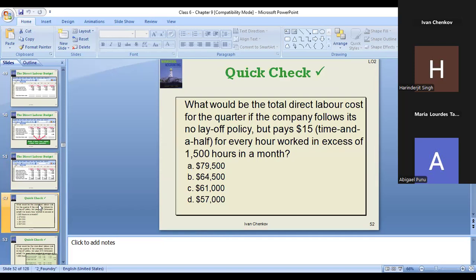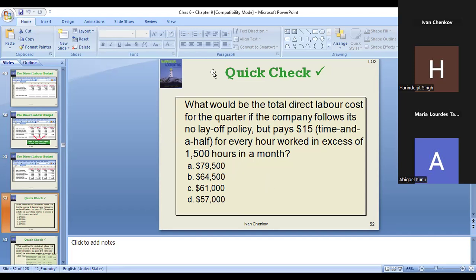Now the question is, what will be the total direct labor cost for the quarter if the company follows the no layoff policy? They still follow that policy, right? They're still paying the minimum 1,500 hours. But for the month that they exceed 1,500 hours, they're paying them an extra $5 for every hour over 1,500 hours. What will be the correct answer?